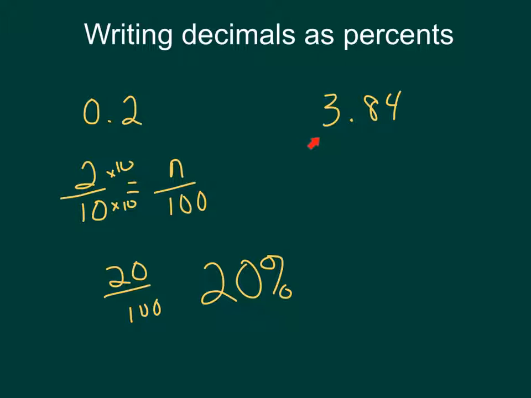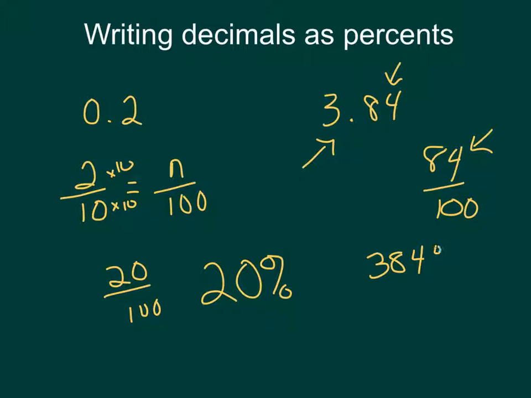So in this one, remember that each whole number is 100%. So this 3 is really going to be 300%, and then I have 84 hundredths, right? 84 hundredths, that's how I would write that. So this would be right here, 84%, and then I add that 300 to it, so I have 384% is how I would write that. Or another way I could look at it is move that decimal 1 place to the right, 2 places to the right, and I would have 384%.